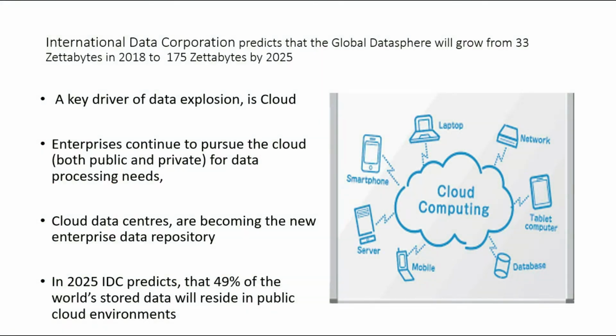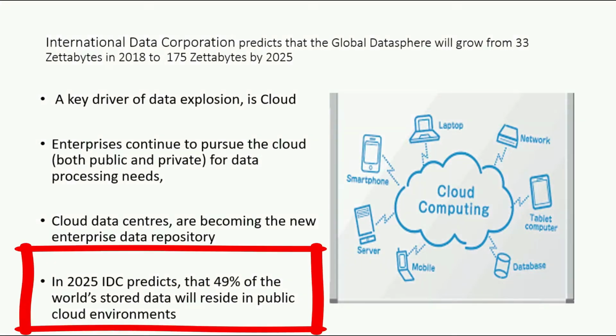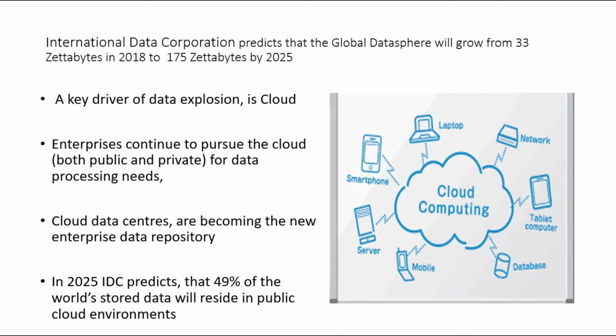In 2025, International Data Corporation predicts that 49% of the world's stored data will reside in public cloud environments. So the cloud interacts with various hardware like smartphones, laptops, networks, tablets, mobile phones, servers, and so forth through network connections. And these network connections, through various middleware, get connected to other hardware.